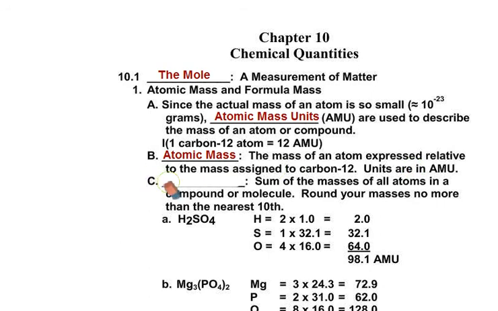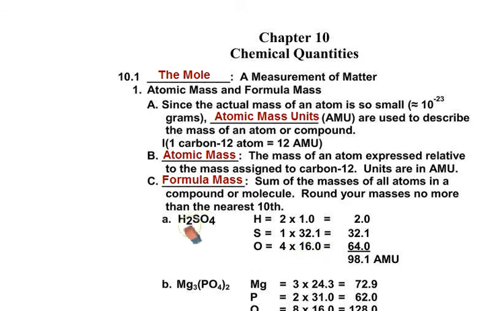Well, from there we go to the formula mass, because then we need to start finding the mass of compounds. The mass of compounds is the sum of the masses of all of the atoms in a compound or molecule. So you round your masses to no more than the nearest tenth. That means you don't get any closer to the whole number, but for multiple choice purposes, it's okay to just use whole numbers, because you're going to get an answer that's pretty darn close.